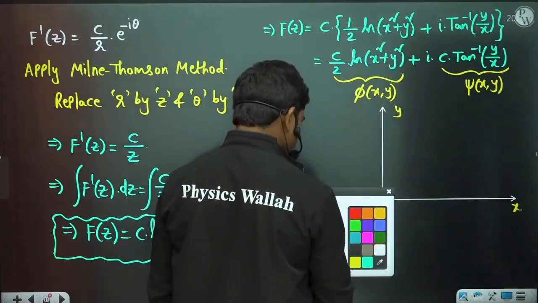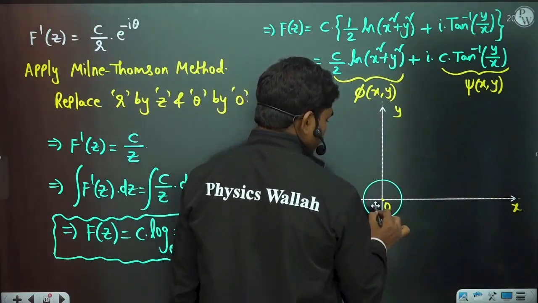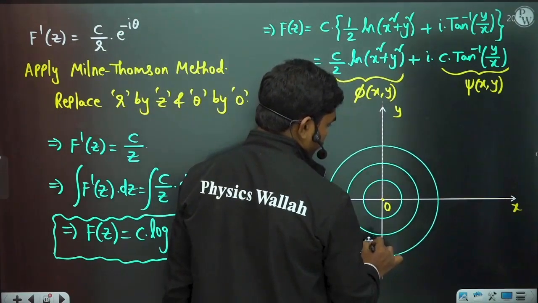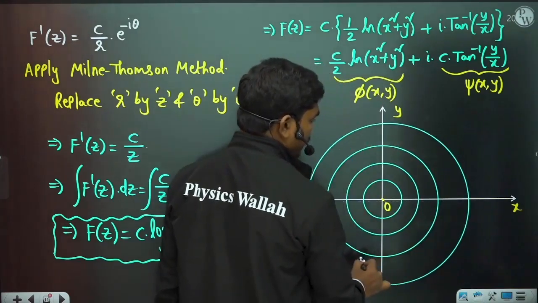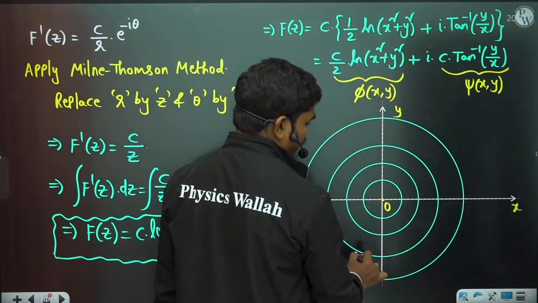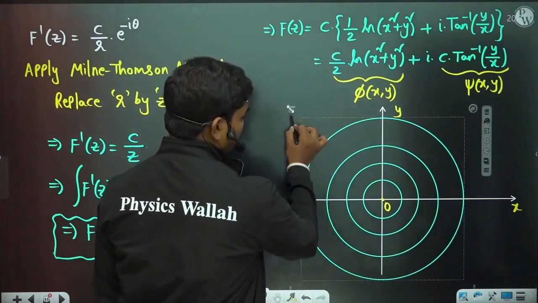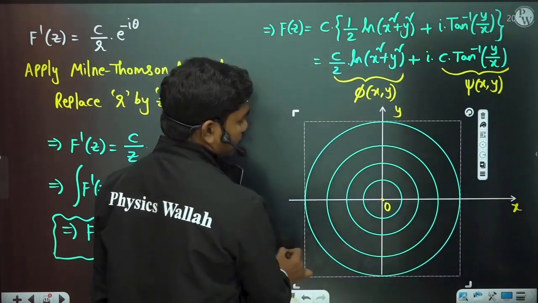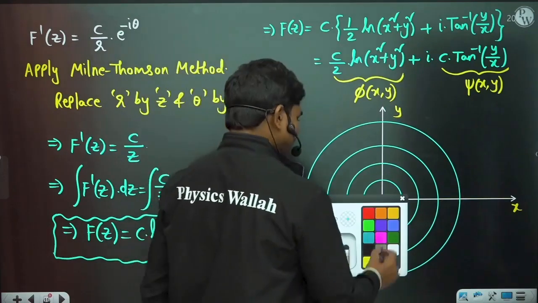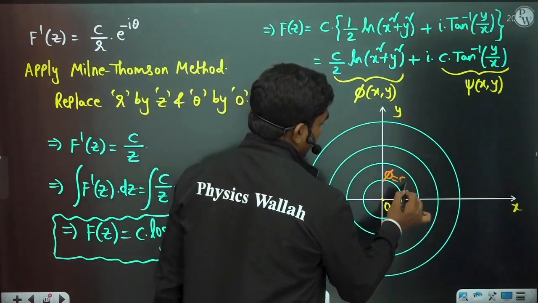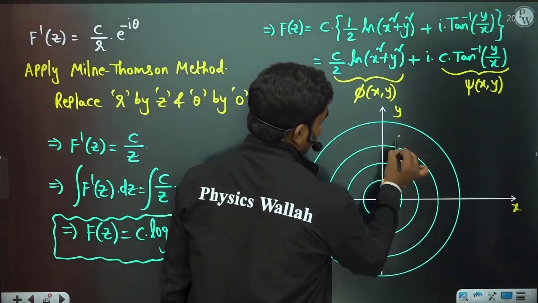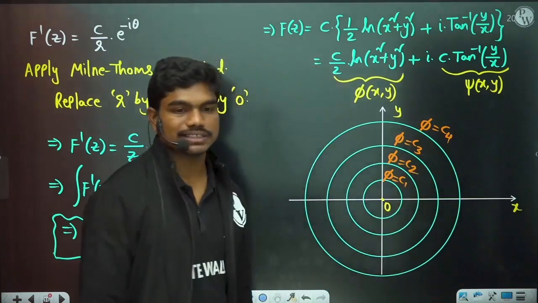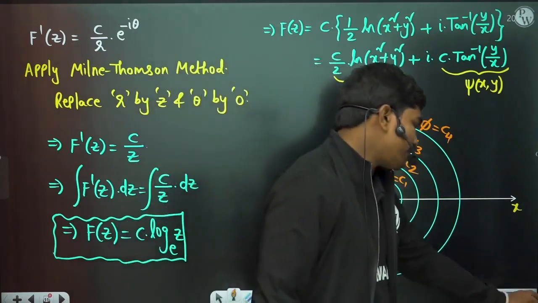So all these are basically circles. If you see, these are the equipotential lines, phi equal to c1, phi equal to c2, phi equal to c3, phi equal to c4. So these are equipotential lines. Now these are circles.